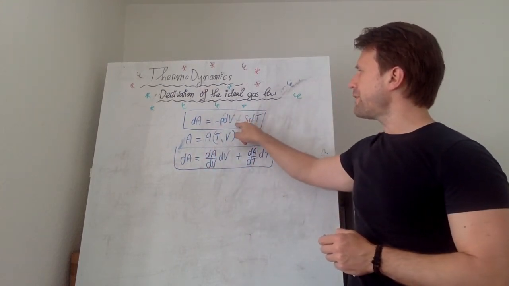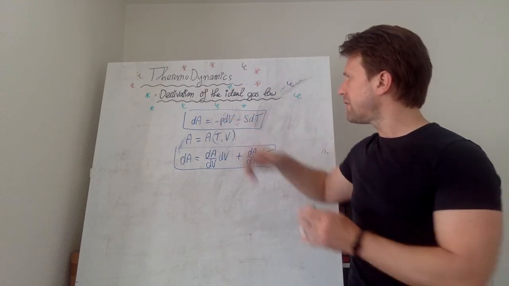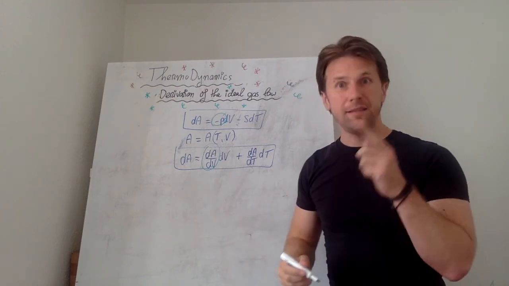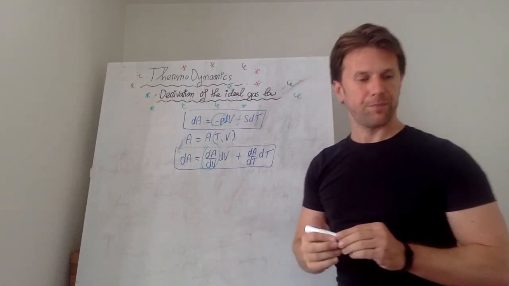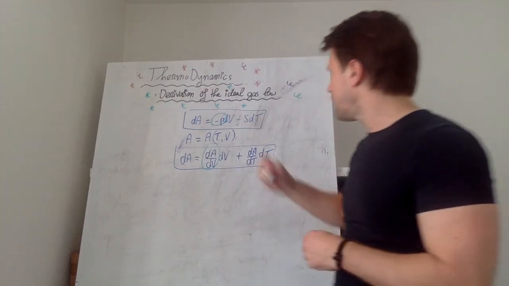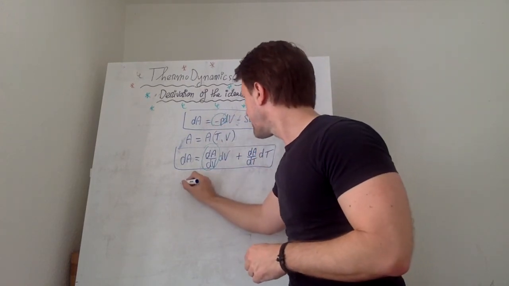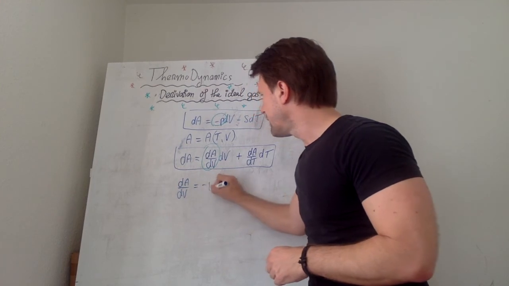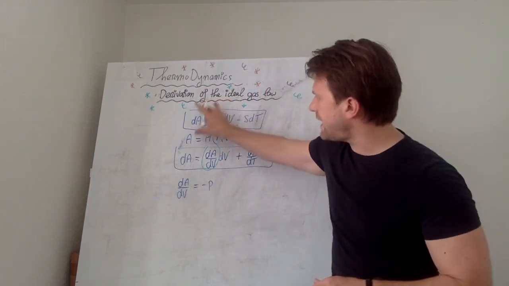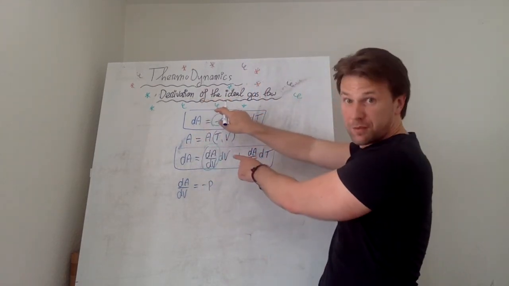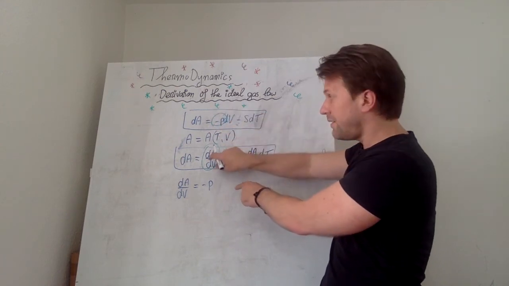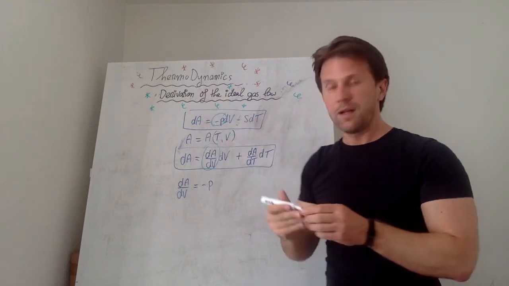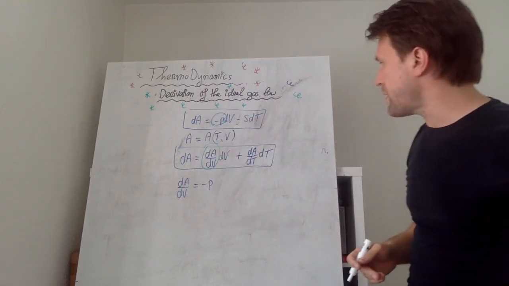And that means that the part in front of the dV's, so that will be this thing and that thing, those have to be the same. So minus P should be the same as dA dV. This is just me reading off that if dA has to be the same as this dA, then the number in front of the dV's, minus P and dA dV, have to be the same number. That's the only way that I can make these two be the same, make them match.